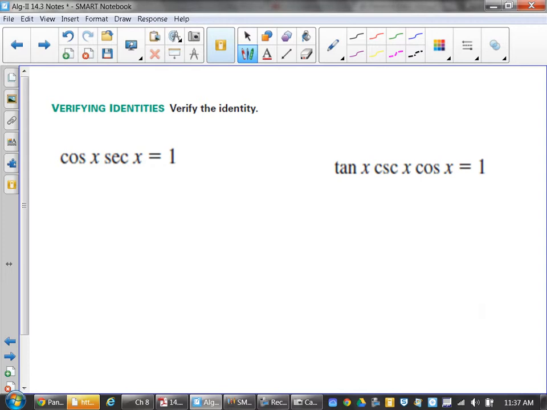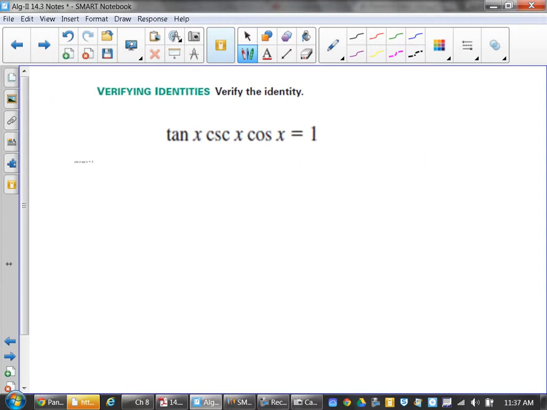Verify. We use too much paper. Again, what verify means is you're starting with a bunch of stuff and you need to show how it equals the other side. So in this one, we have tangent times cosecant times cosine, and I want to prove that it equals 1.